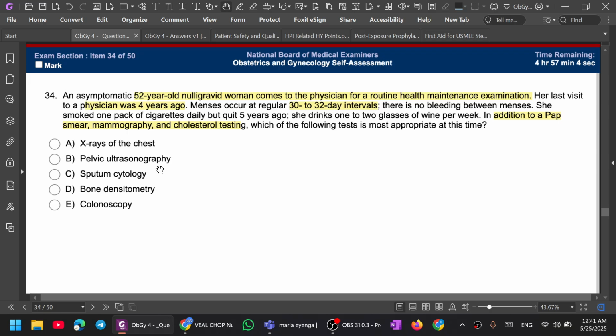Is it bone or is it colonoscopy? I'm not sure. Do you do colonoscopy even if the person doesn't have symptoms? I don't know. Okay, ready?